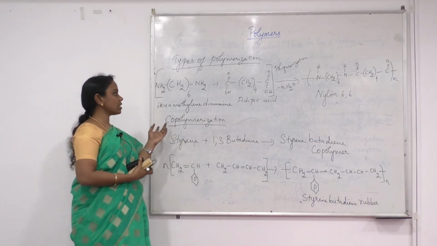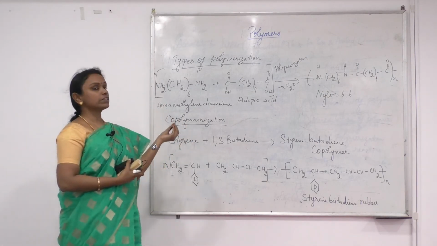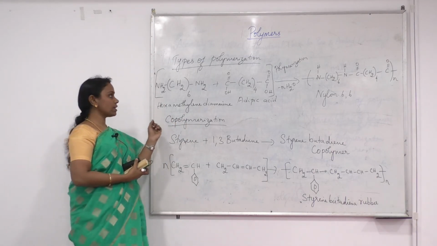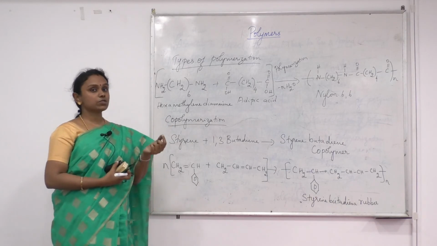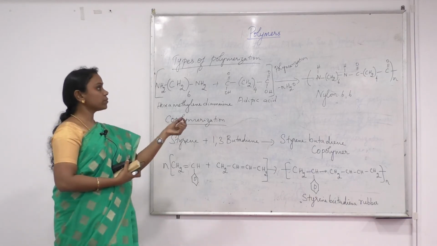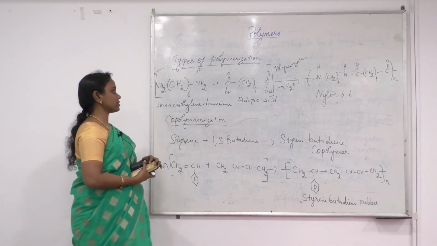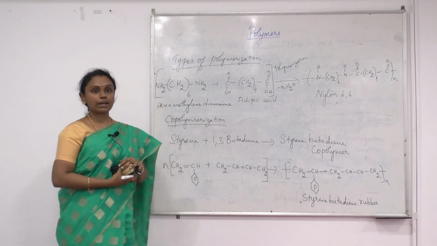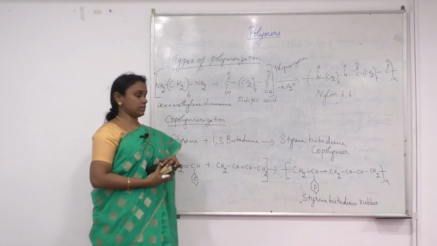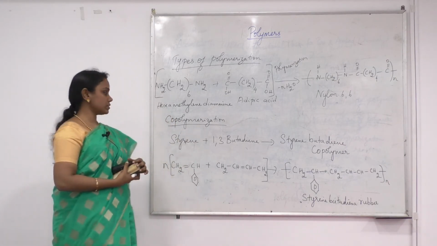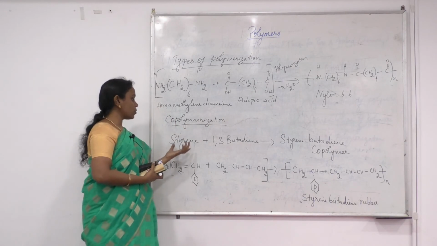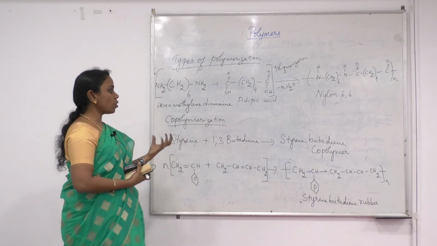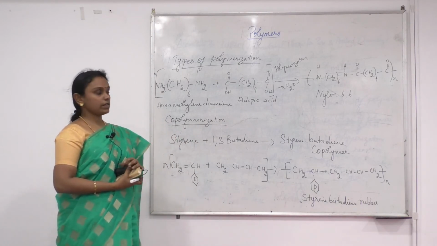In that case we saw the example of vinyl chloride being converted into polyvinyl chloride. Next we saw condensation polymerization, in which case there is elimination of small molecules. Small molecules are removed in the reaction, and that is known as condensation polymerization. For that, we saw the example of hexamethylene diamine reacting with adipic acid and forming nylon 6,6. And finally, we saw copolymerization. As an example, we saw styrene and butadiene reacting to form a copolymer, that is styrene butadiene rubber.